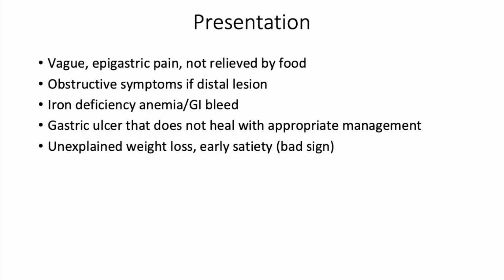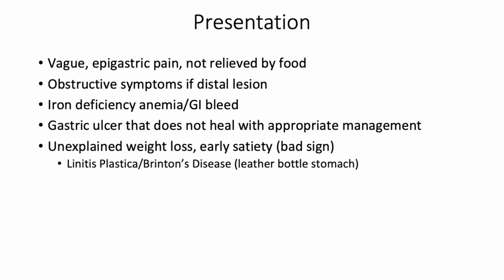One presentation is unexplained weight loss and early satiety. This is generally a very bad sign, as it can be associated with what's called linitis plastica or Brinton's disease. Linitis plastica means leather bottle stomach, so it kind of gives you an idea of what you're talking about. Linitis plastica is diffuse type gastric cancer that's infiltrating the wall of the entire stomach, causing the stomach basically not to be able to expand when you eat, and so these patients just don't have much of an appetite, have early satiety, and they usually present sort of emaciated with a lot of weight loss.